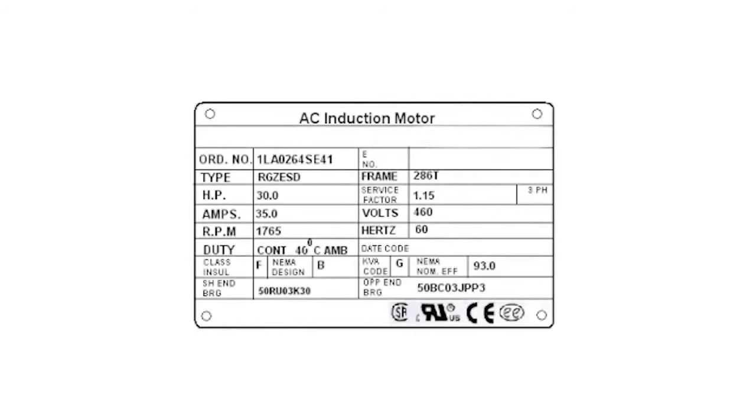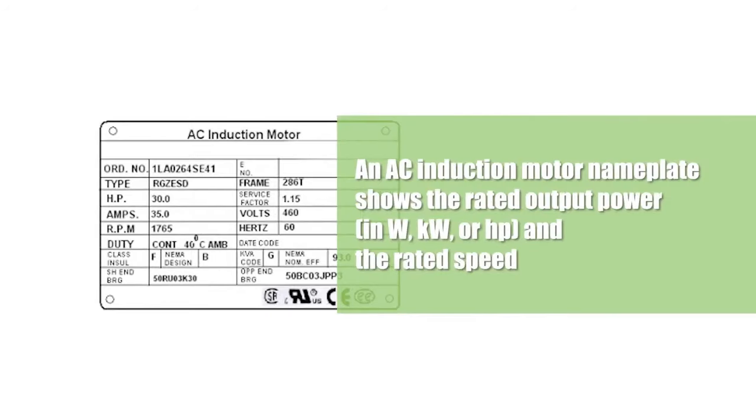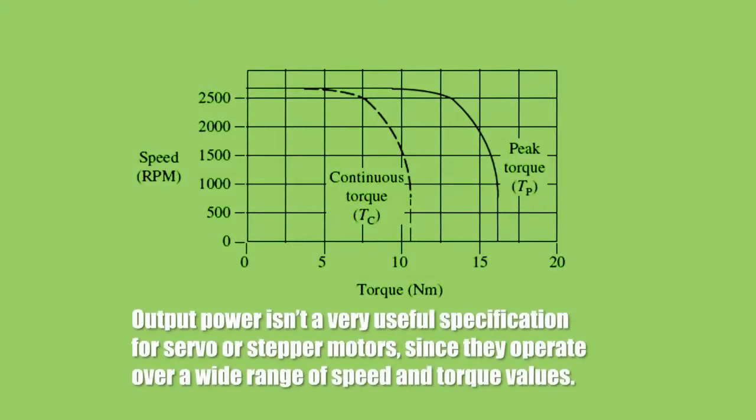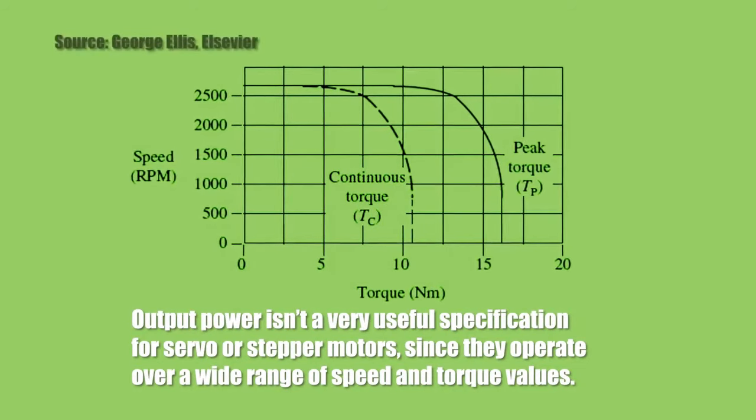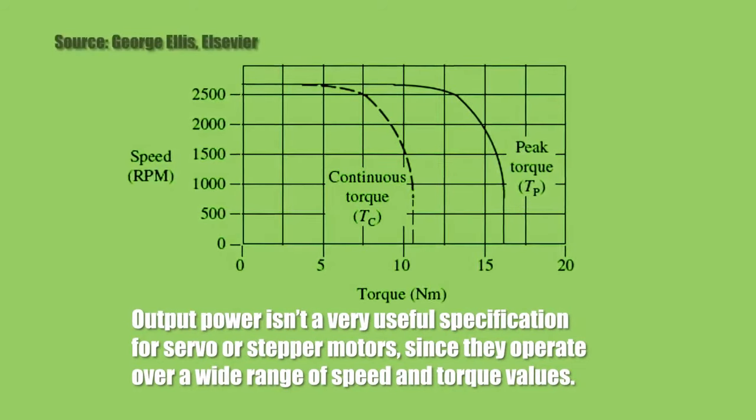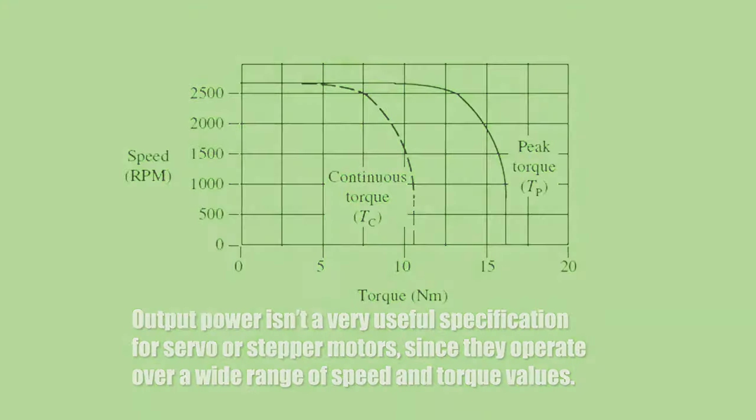Because the power rating of a motor is determined by its rated speed and torque production at that speed, motors that operate at constant speed and relatively constant torque, such as AC induction motors, often use output power as a key specification. However, output power isn't a very useful specification for motors that operate over a wide range of speeds and torque values, such as servos and stepper motors.